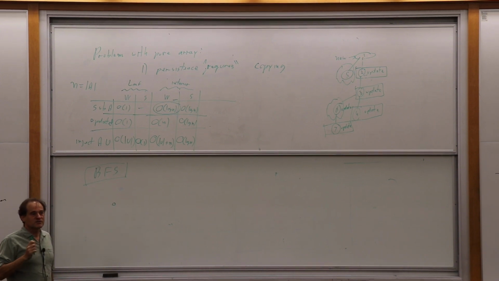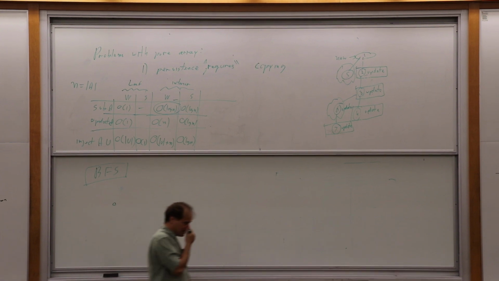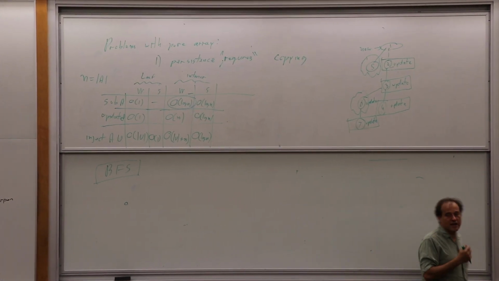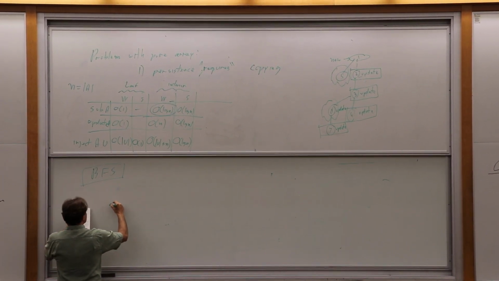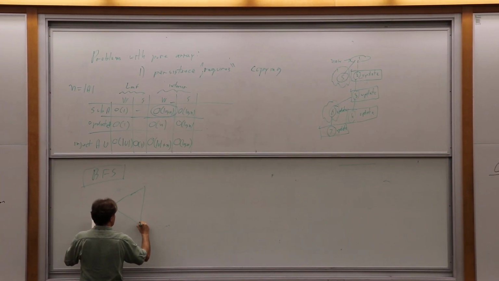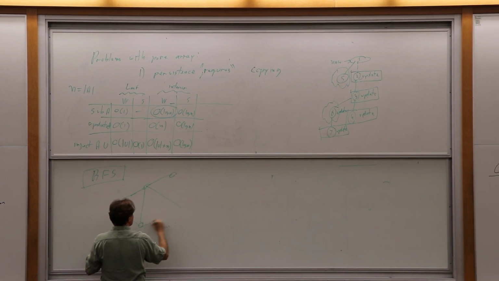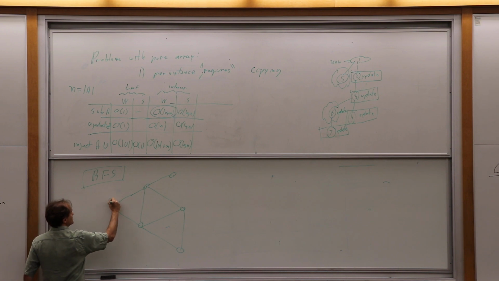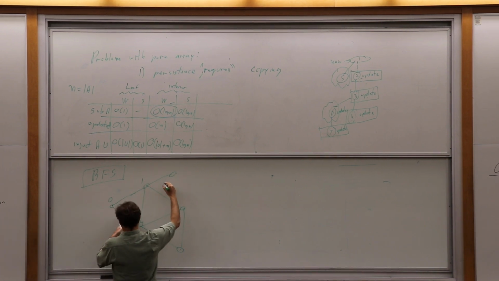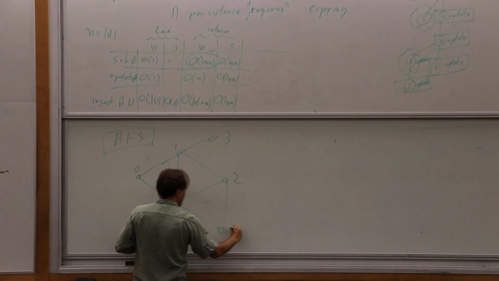Has anyone not seen breadth first search before? Okay, good. So in breadth first search, what we're doing is we have some graph. We're starting at some vertex. And let me just draw some example graph. Okay, and I'm going to number the vertices. Let's call this 0, 1. Doesn't matter. 3, 4, 5.